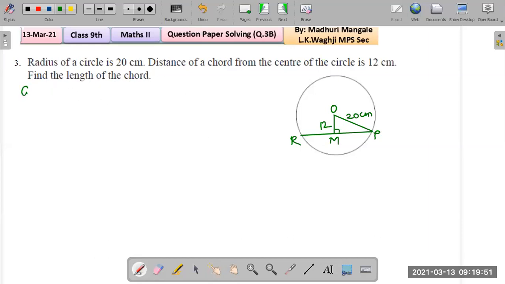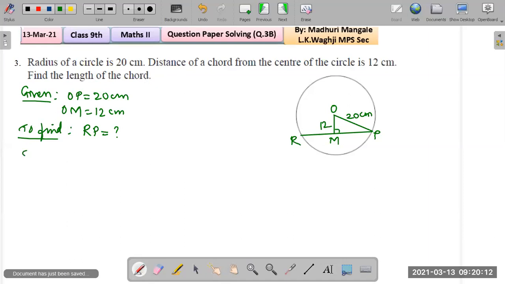So here we start with writing out what is given. We are given that OP equals 20 centimeters. We are given that OM equals 12 centimeters. What are we asked to find? We are asked to find the length of the chord. That is, we have to find RP. Okay, and then the solution.